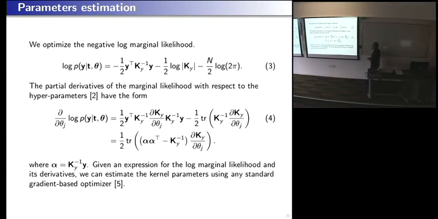To find the hyperparameters, what we do is optimize the negative log marginal likelihood. This function has this form. It can be shown that the partial derivatives of this expression with respect to each of the hyperparameters are defined by this expression. So if we have the function we want to optimize and the partial derivatives with respect to each of the hyperparameters, we can use any standard gradient method to optimize it.